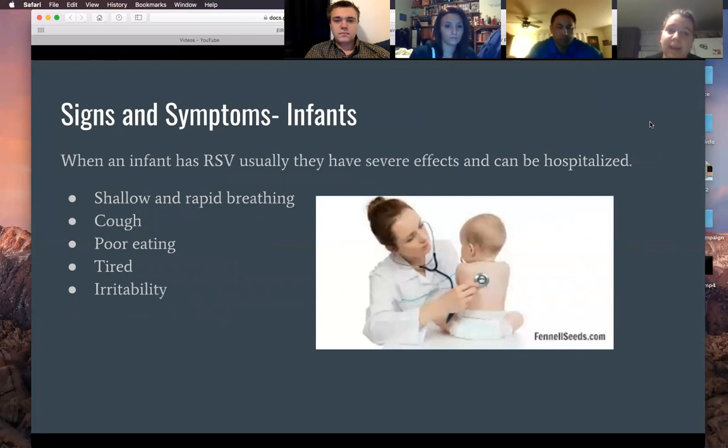When an infant has RSV, usually they have severe effects and can be hospitalized. Some signs and symptoms a baby might have are shallow and rapid breathing, cough, and poor eating. They might become lethargic and irritable.